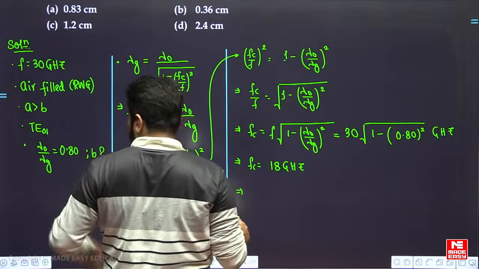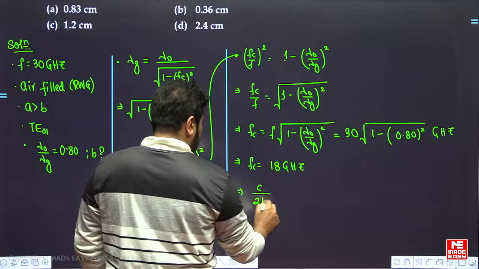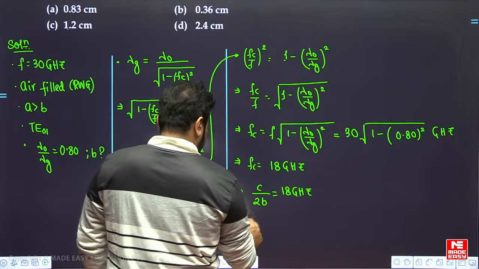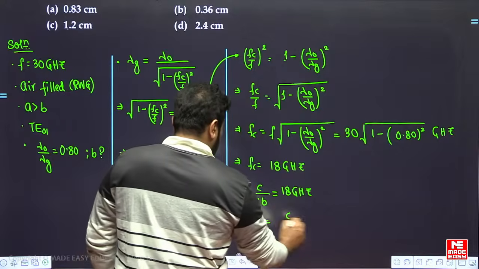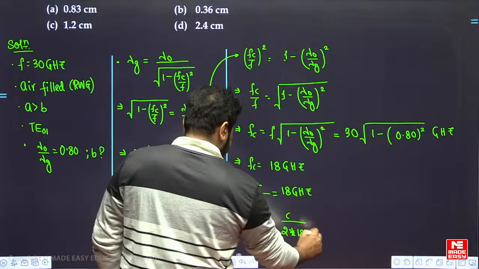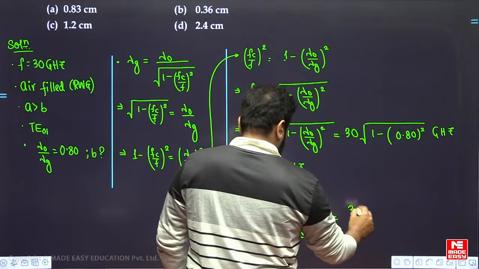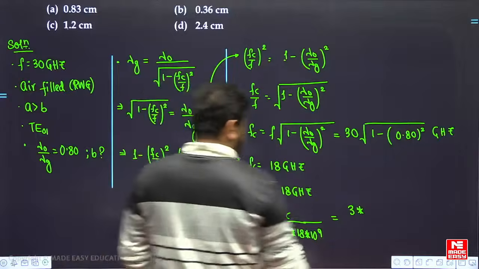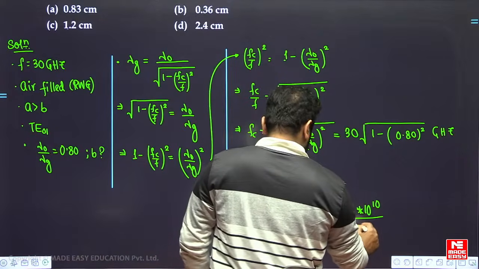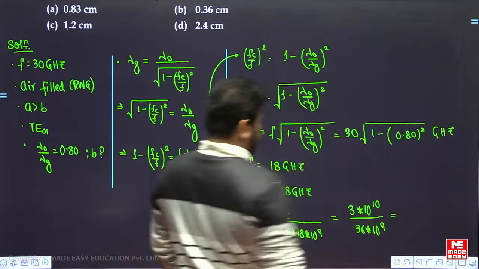So what is the cutoff frequency of TE01? Because it is working in TE01 mode, I can say that C upon 2b is equal to 18 gigahertz, right. So from here what is the value of B? B is equal to C upon 2 into 18 into 10 to the power 9, right. C is the speed of light, so this is your 3 into, now the option is in centimeter, so I will directly use 3 into 10 to the power 10 upon 36 into 10 to the power 9, right. So let us calculate this value.